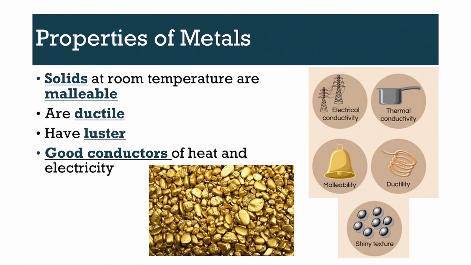Okay. So just a few properties of metals. They're solid at room temperature. They're malleable, meaning you can kind of bend them. They're ductile, which again means you can stretch them into wires. They're lustrous, that means they are shiny. And they are great conductors of heat and electricity.